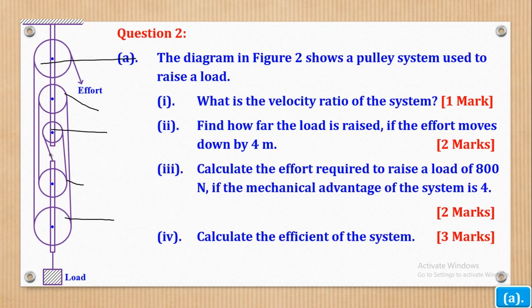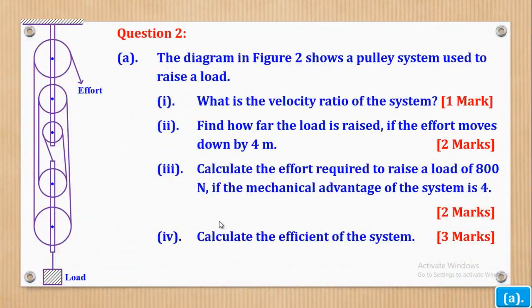Or you count the number of rods pulling. There is this 1, this is 2, this is 3, this is 4, and this is 5. Therefore the velocity ratio is 5. So we shall come here and state that the velocity ratio is 5. So now we shall go to Roman 2. Roman 2 says, find how far the load is raised if the effort moves down by 4 meters.